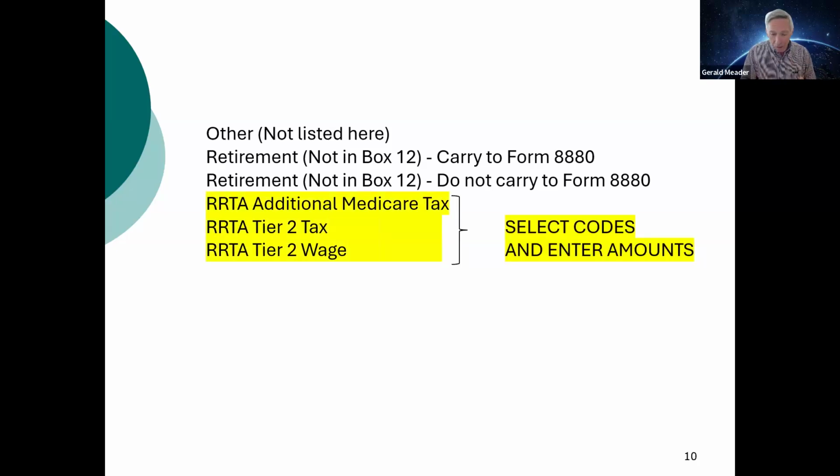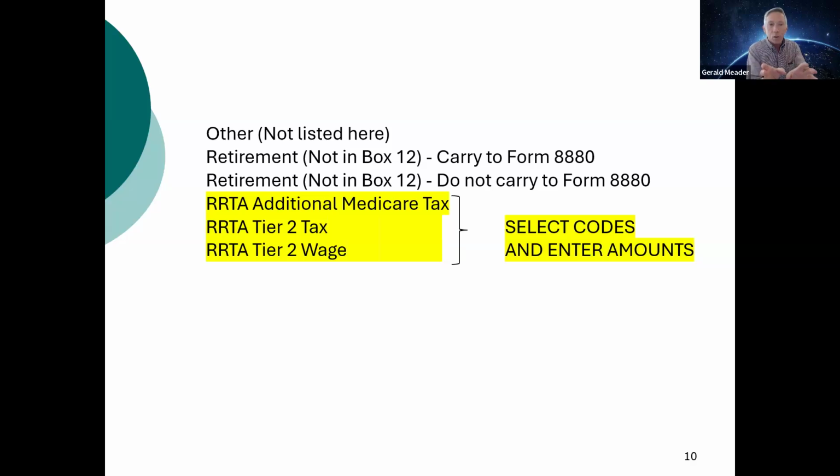What about these? These are the Railroad Retirement Tax Act situations. And now this is a little less unicorny. You might actually find a W-2 with this in there because some people are working for the railroad. And let's not get confused. We're not talking about the RRB 1099-R with its two tiers for retired railroad employees. These are people currently working for the railroad that have W-2s.